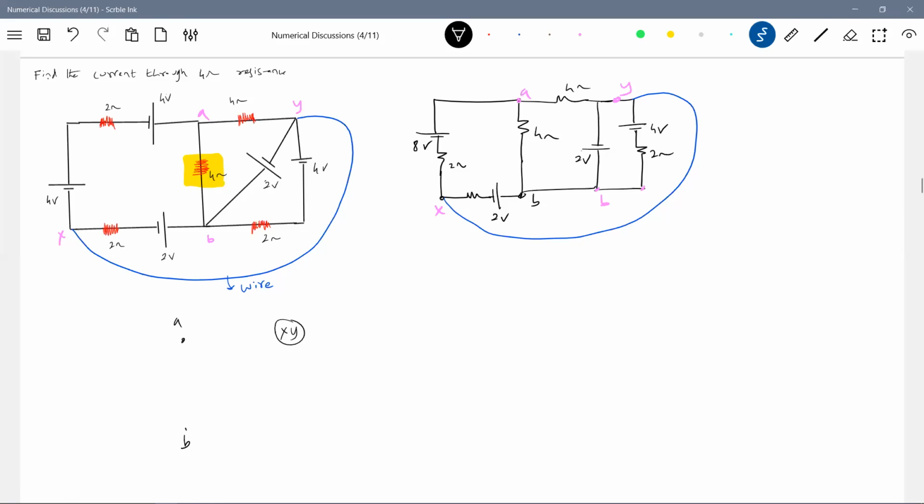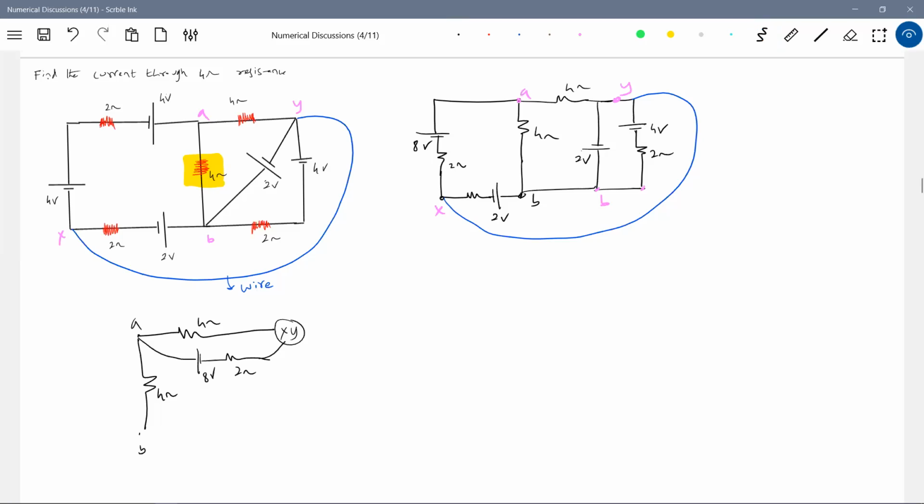Now between A and Y, 4 ohm. And then a little bit further I'll write it. I don't know how the shape will be even. Between A and Y, there is a 4 ohm resistor. Between A and X, we have a cell, 8 volt, 2 ohm. And between A and B, this 4 ohm. Between B and Y, we have 2 volt and 4.